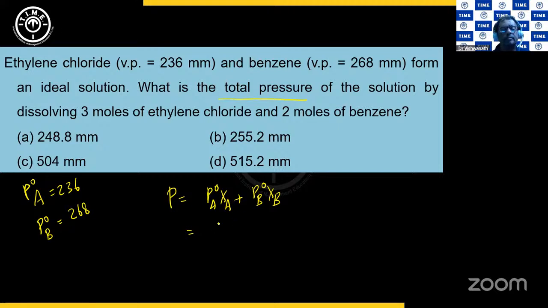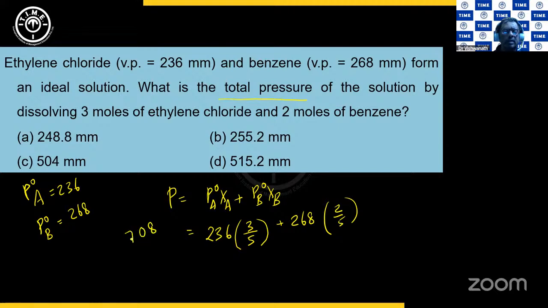So what is the mole fraction? Mole fraction of ethylene chloride will be number of moles of ethylene chloride by the total number of moles. So I'll write here 236 into how many moles of ethylene chloride we have? 3. Out of how much? Out of 5, is it not? Plus benzene's vapor pressure is 268 into 2 by 5, 2 moles of benzene out of 5 moles. Let us work out this. 3 6s are 18, 3 3s are 9, 10, 3 2s are 6, 7. And then that one, 2 8s are 16, 2 6s are 12, 13, 2 2s are 4, 5. Add up. This is 14, 4, and then this is 12 divided by 5.